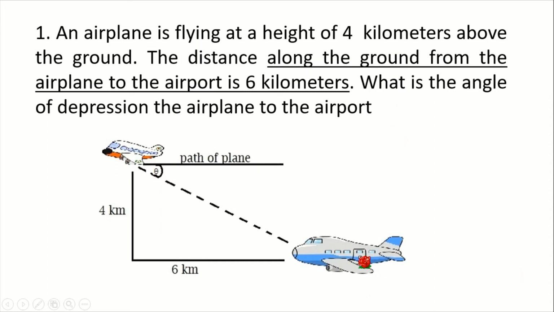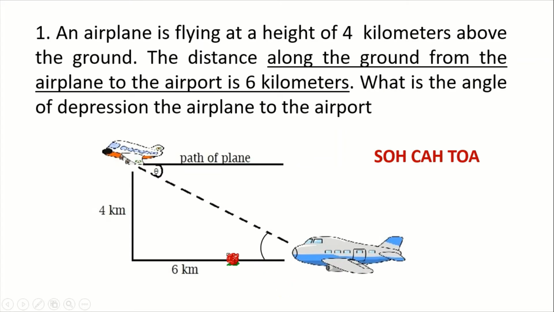So let's say this is the airplane. And then yung airplane nasa itaas na siya pero meron siyang 4 kilometers na layo or taas from the ground. So, this is the ground. So, meron siyang 4 kilometers. And then, yung kanyang naitakbo na mula sa airport is 6 kilometers. So, ito yung path niya. So, hinahanap natin is yung angle of depression. Okay, so, mula sa current position niya sa itaas, papunta doon sa baba or kung saan siya nagmula. So yun yung hanap natin, angle of depression.